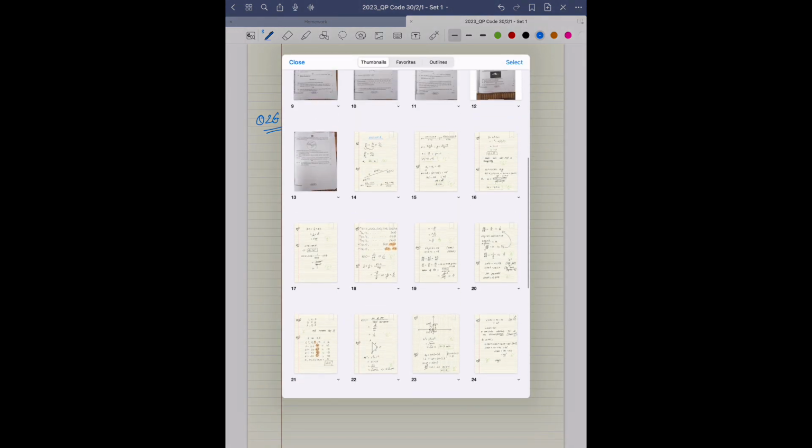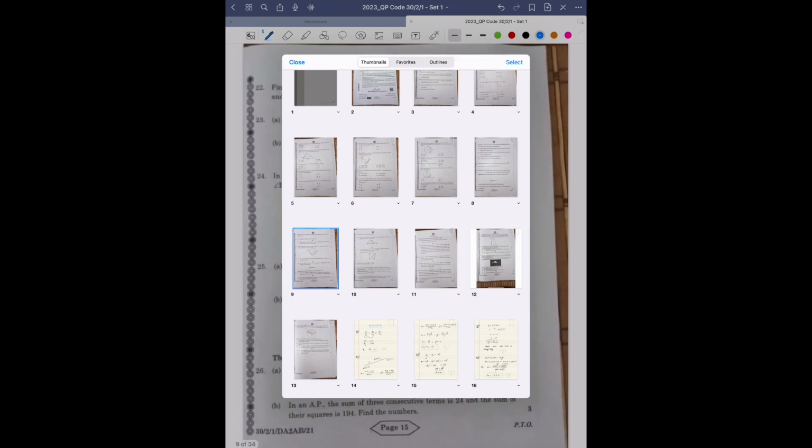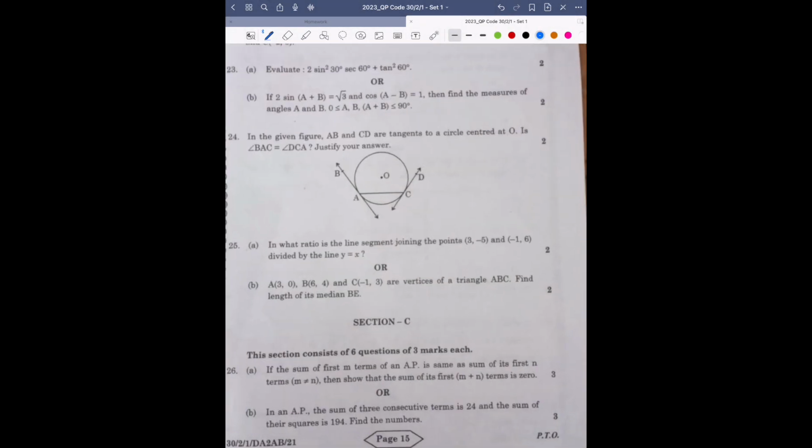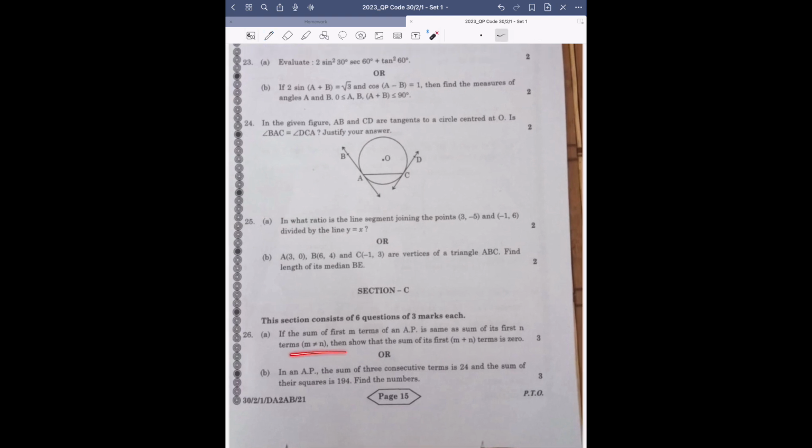This is an arithmetic progression question. It's a standard question and has come earlier in your exams. If you would have solved previous year papers, this question is also there in most of the books. R.S. Agarwal, NCERT, I'm not sure, I don't follow that, but even in ICSE, this is there. Okay, so what it says: if the sum of first m terms of an AP, as soon as they say sum, you have to use the Sn formula, is the same as the sum of its first n terms, and m is not equal to n, then show that the sum of its first m plus n terms is 0.